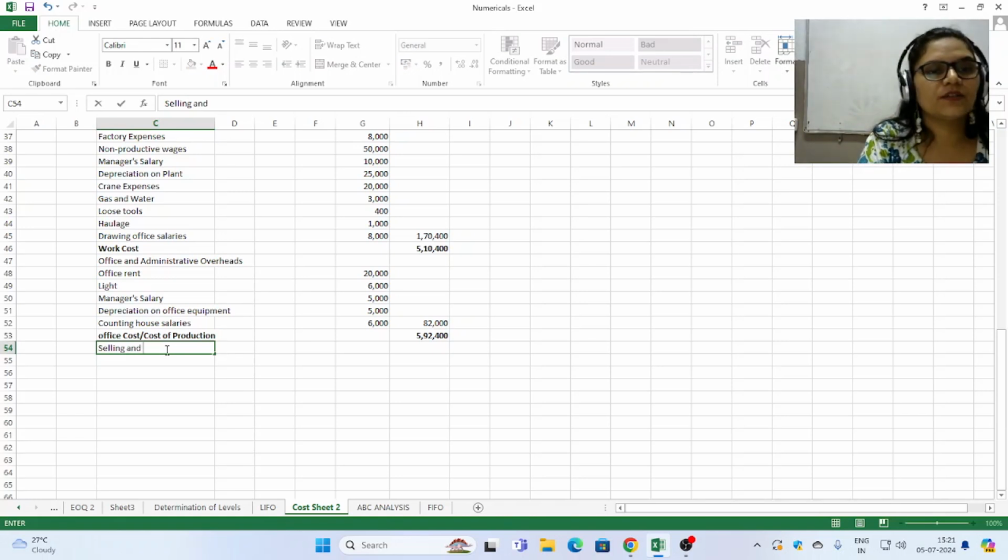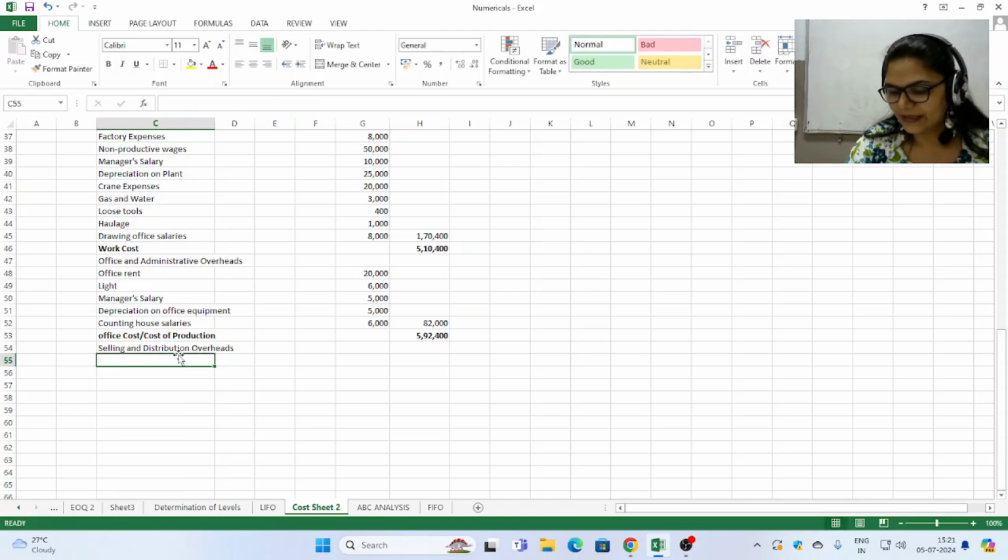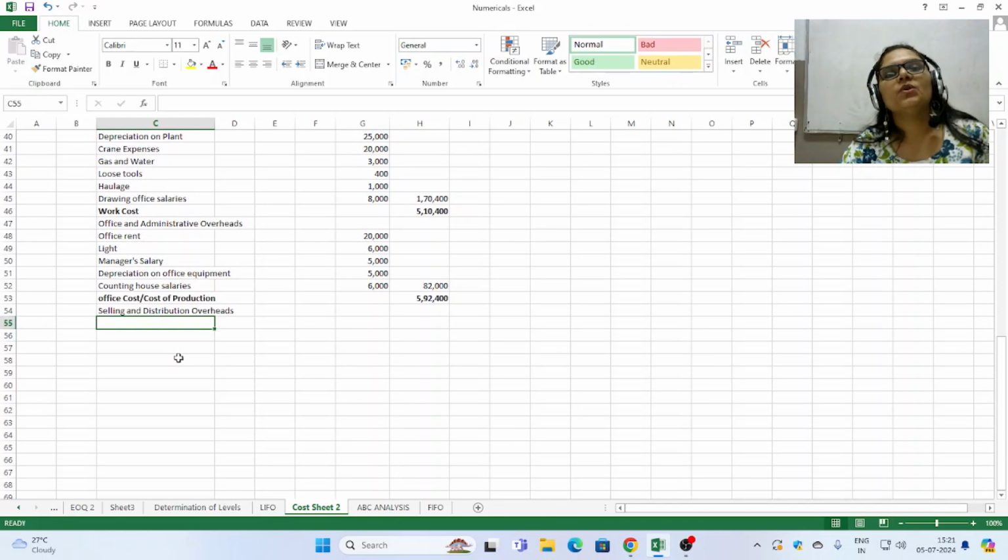Now, in office and administrative expenses in cost of production, we will add selling and distribution overheads. Selling and distribution overheads are basically those expenses which are incurred while we are doing the process of selling, that is making the product finally available to the customer. It can include all your distribution expenses, advertisement, marketing, selling, commission to salesmen.